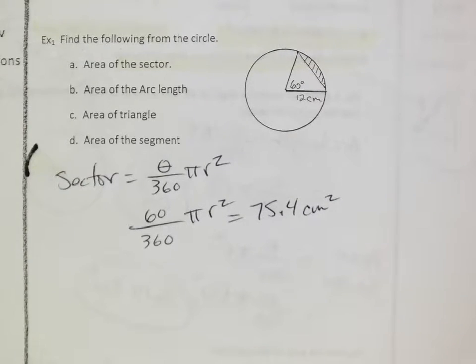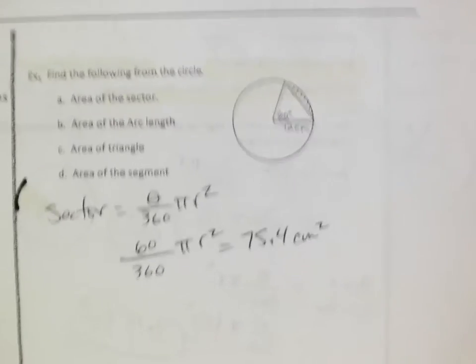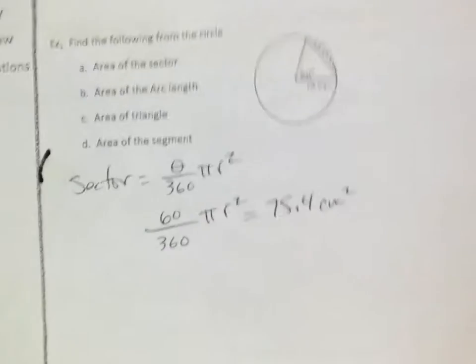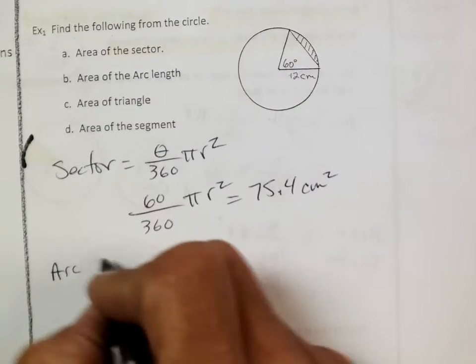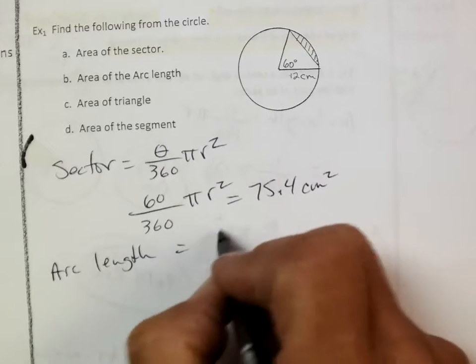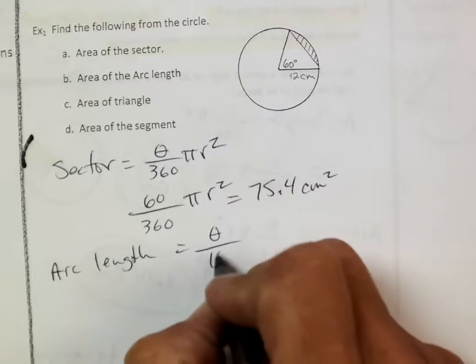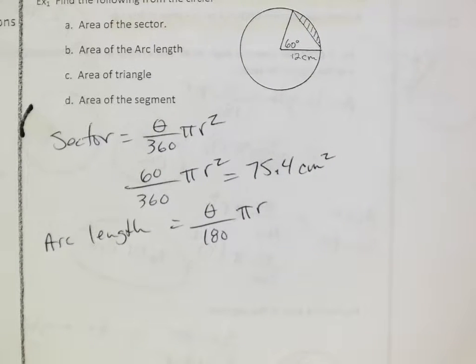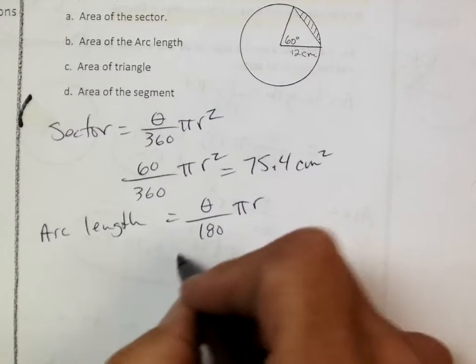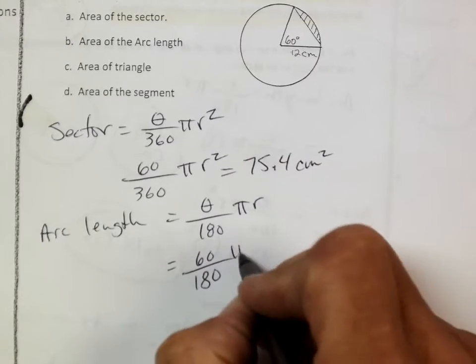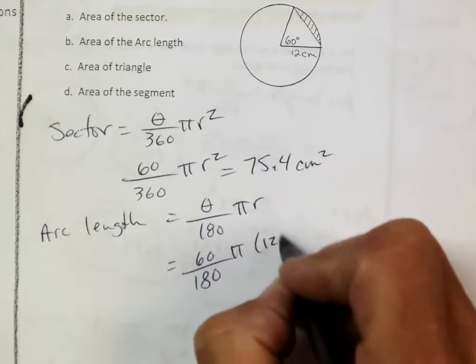Area of the arc length. Well, I can do that. Again, what's my formula for the arc length? Look at, oh, there it is right there. Okay, so I've got my arc length formula. So my arc length is going to be just my theta over 180 times pi r. That's the formula we got in our notes, right? So we're just going to plug the numbers in. That's easy. So we're going to go 60 over 180 pi times 12, okay?